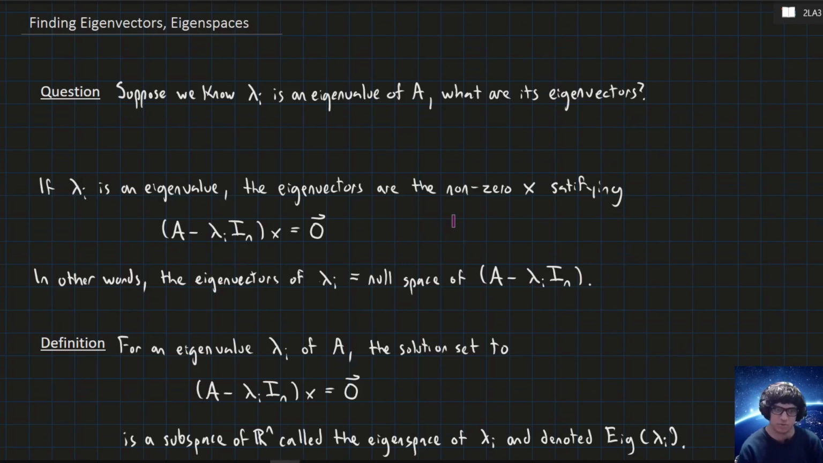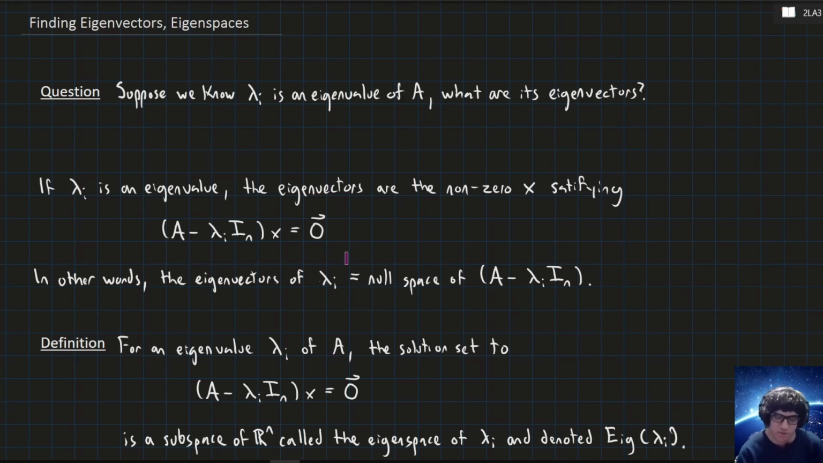Okay, so we know how to find all the eigenvalues. How do we find their eigenvectors? Suppose we know all the eigenvalues. If lambda i is an eigenvalue, then the eigenvectors corresponding to this lambda are the non-zero x's satisfying this homogeneous equation. That's what we derived before.